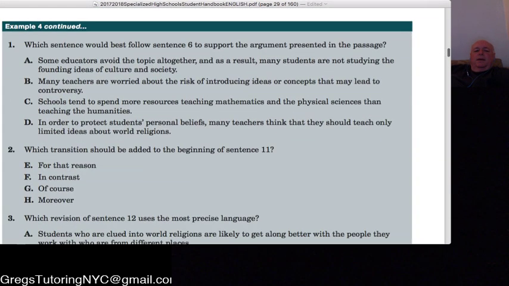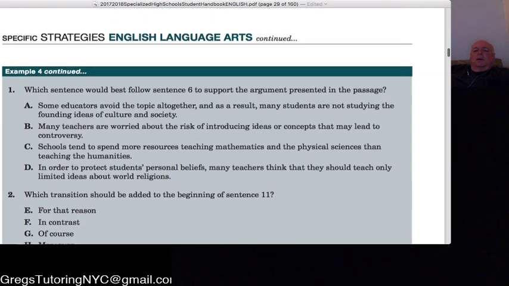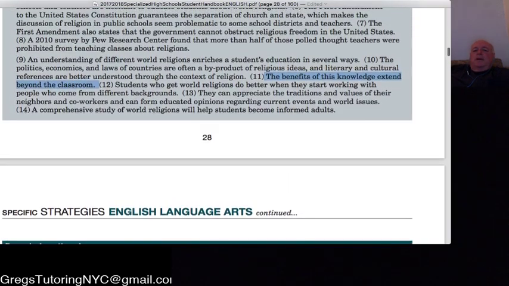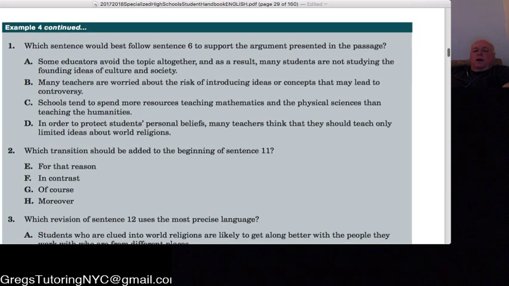Okay, so B, in contrast. B says, in contrast, the benefits of this knowledge extend beyond the classroom. In contrast means in the opposite, to dispute it. Well, this is concurring with it. So it's definitely not contrast. Contrast is the opposite of what's trying to be done here. So it's not B. So far A is ruling.